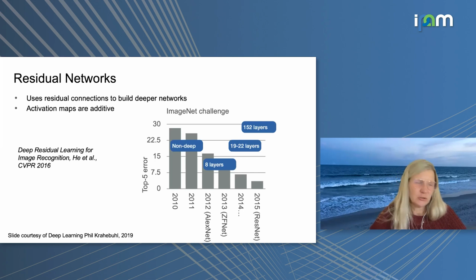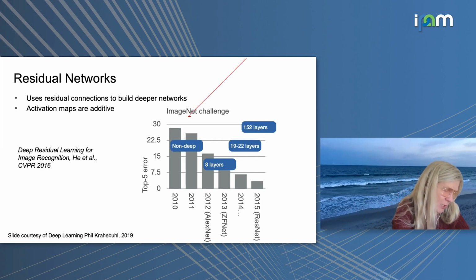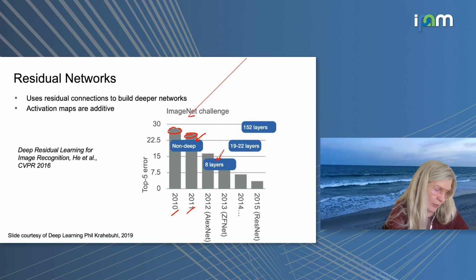So here, if you look at the performance on the ImageNet challenge, the early networks, this is for the non-deep networks, achieved an error of around 25%. Then with the deep networks with about 8 layers, the performance dropped below 15%. Then we had these networks between 19 and 22 layers. And then this last example is the ResNet network, which was introduced in 2015, which had 152 layers.